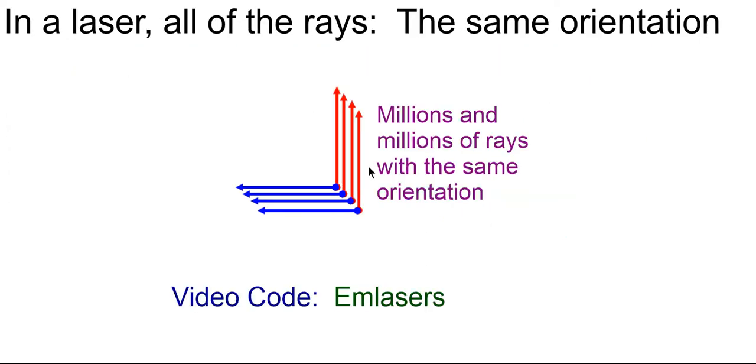Well, with a laser, they're not done that way. They're all in the same orientation. I've chosen up and horizontal. There might be another one, but they're all together. See? They're all kind of piled on top of each other in the same orientation. And that helps make the light of a laser much more powerful. These individual rays or waves build on each other. The video code here is EM lasers, electromagnetic lasers.